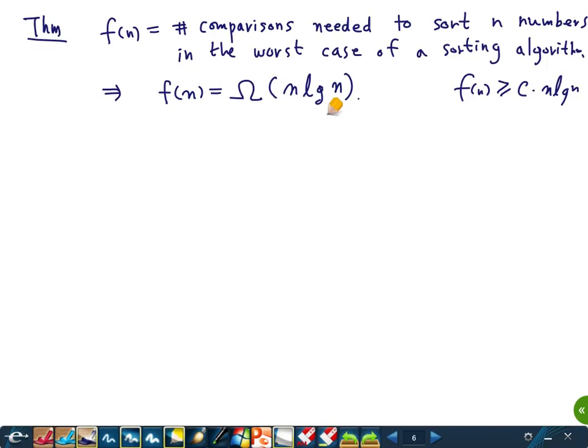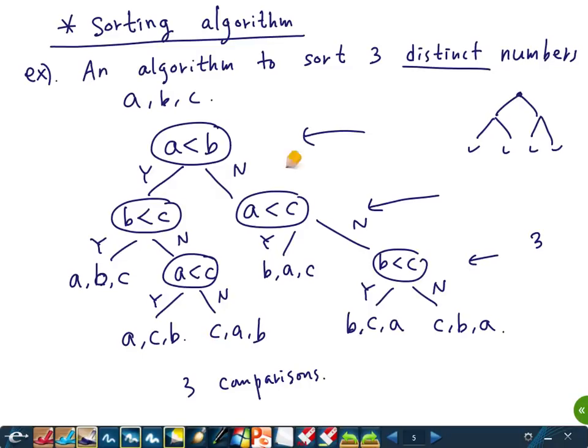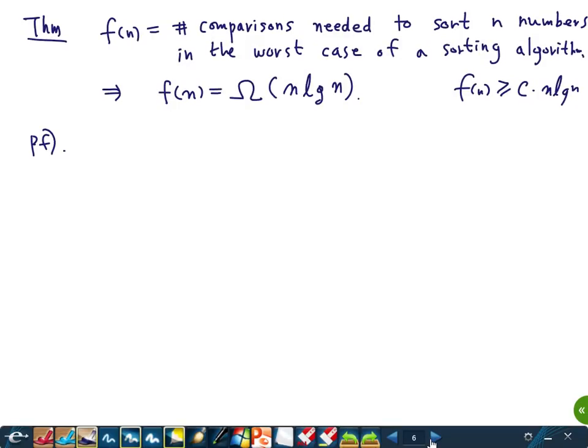So how can you prove such a thing? Proof. Basically, the proof is the same as the argument that you used over here. You just consider all possible outcomes and compute the number of possible terminal vertices. So let's say a1, a2, dot dot dot, an. These are the distinct numbers that we want to sort.